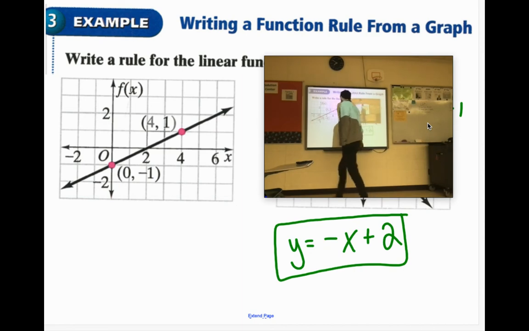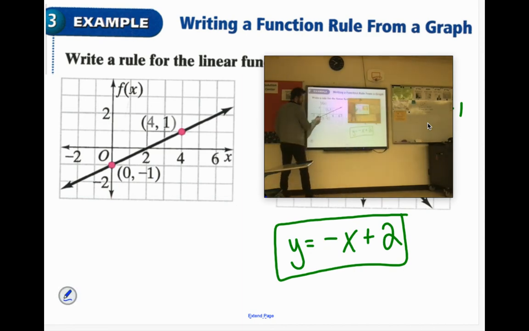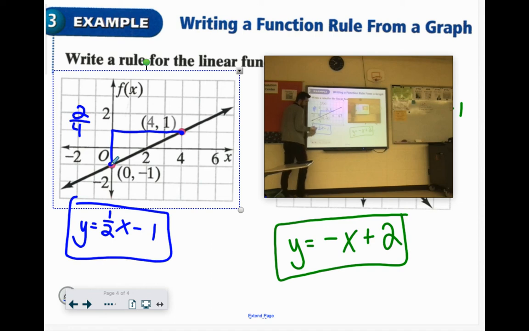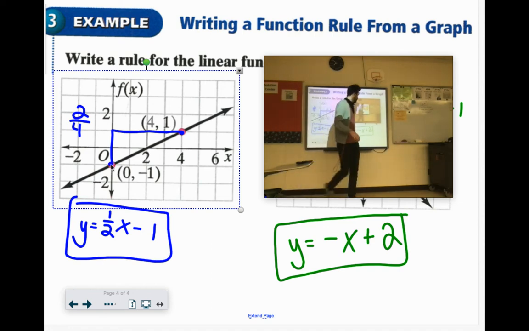Last one. Y-intercept here, it crosses at negative 1. So y equals something x minus 1. And then slope-wise, it's up 2 over 4. And 2 over 4 reduces to 1/2. That is our slope. And it's so much fun.